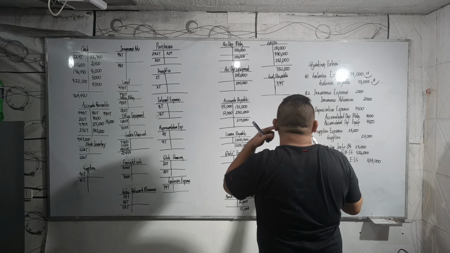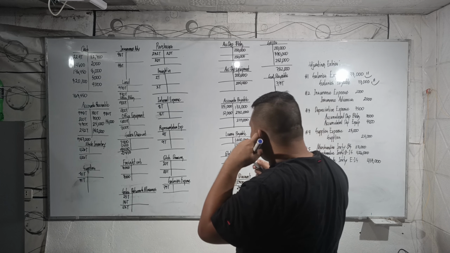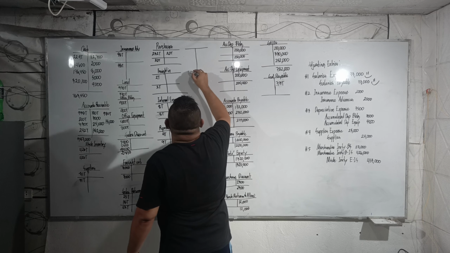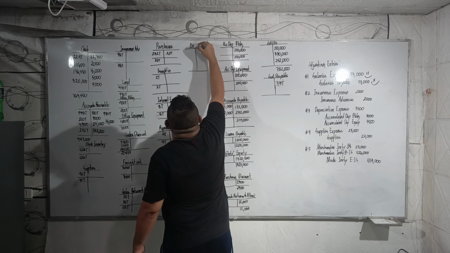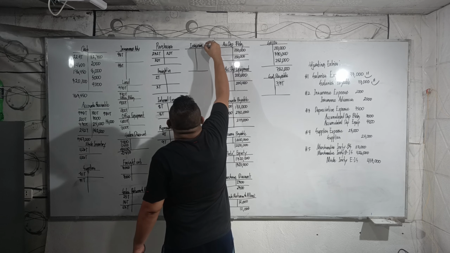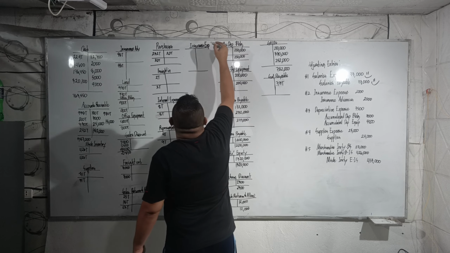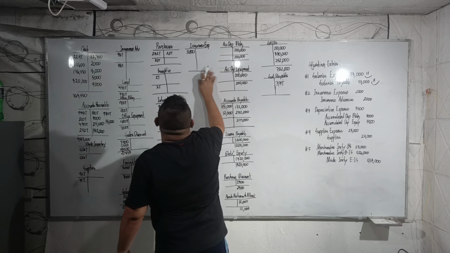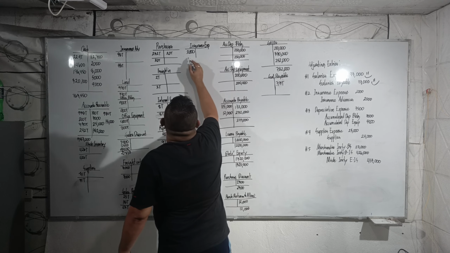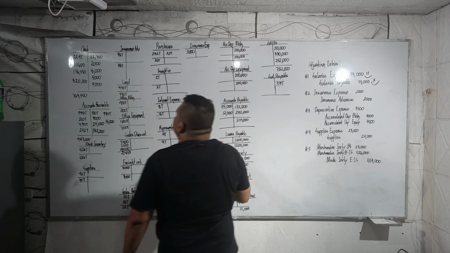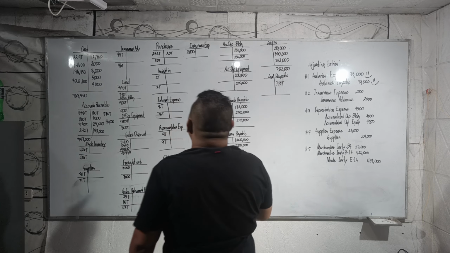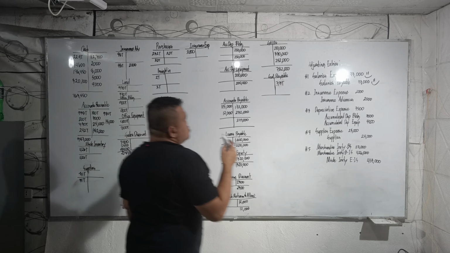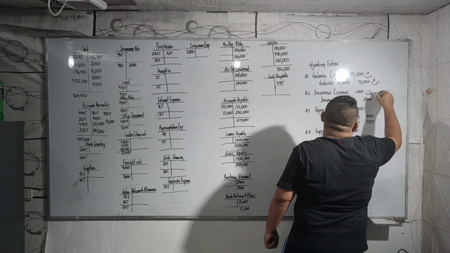And then we have insurance expense. I guess we don't also have insurance expense. Let's put it right here. Insurance expense. On the insurance expense, we have 2,000. And then we have insurance advances, we have to deduct 2,000. So we're through with this.